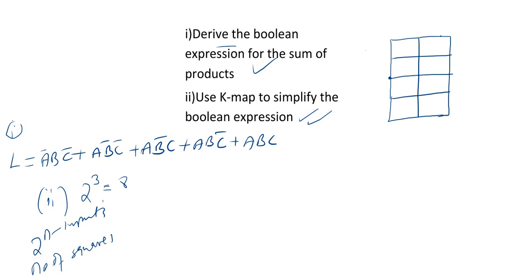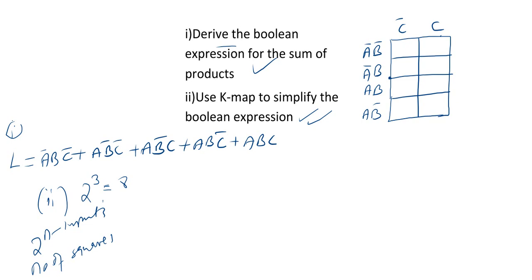I will label, let's say, we have A B, not A not B, not A B, A B, and A and not B. Here we have not C and C, such that when we combine in each square, when we join this and this, we form the expressions of 3 variables.